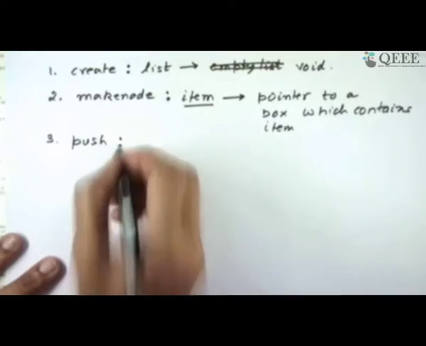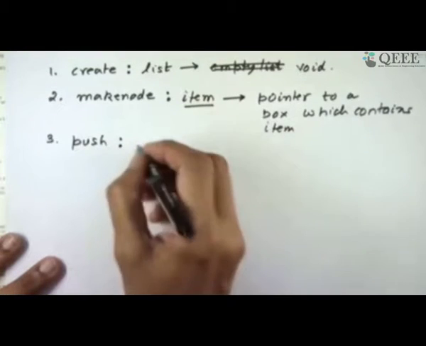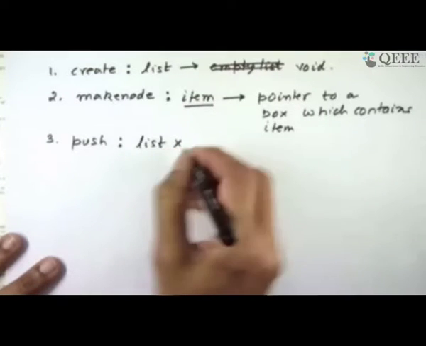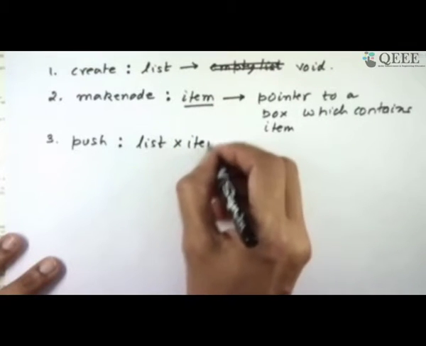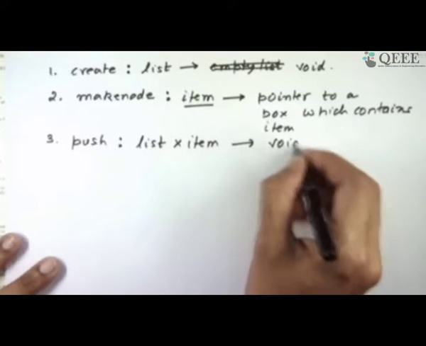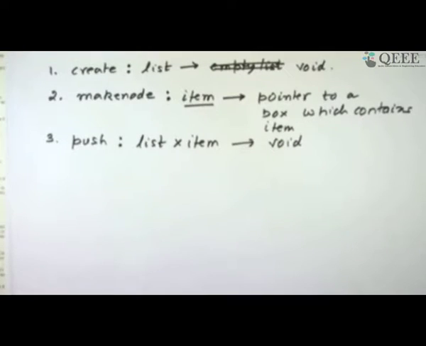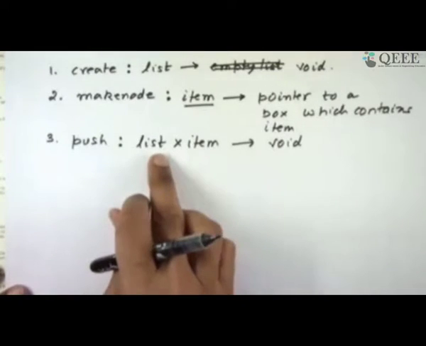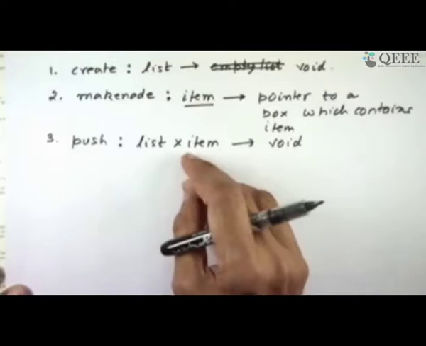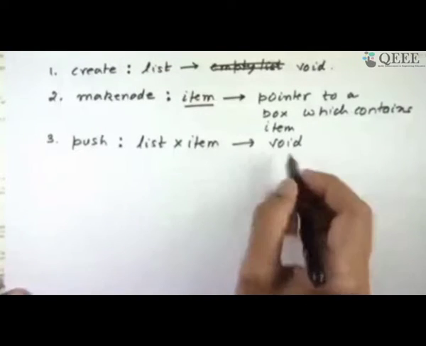So push, what does it take? Push takes a list. The cross in the notation means it needs a second thing, which is an item, and I will make it void. I could have made it a list also. This is my implementation, which means the push function will take an existing list and one item, and create a much larger list, but it actually returns nothing.